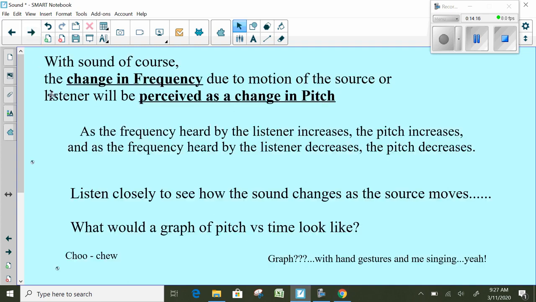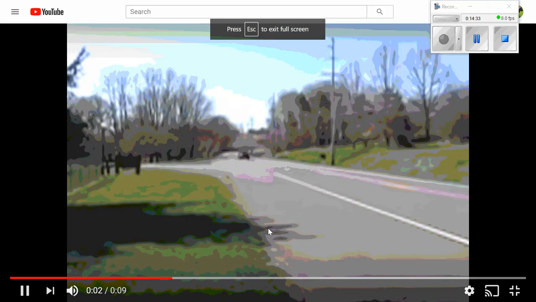Now, this is the basic idea: if you change the frequency, then you're changing the pitch. So it goes back to what we talked about before. As the frequency increases, the pitch increases. And I have a couple examples here. So here's the very typical example.